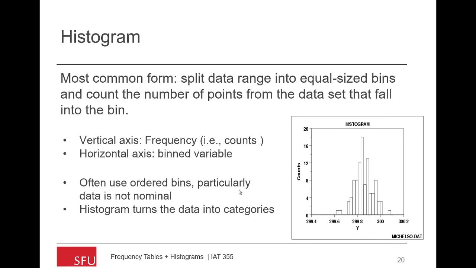We often use ordered bins, particularly if the data is not nominal. We showed an example in the previous segment where the data was nominal: cars, trains, bus, etc. But in the examples we've been showing here, the data is at least ordinal or perhaps numeric. What a histogram does is turn the data into categories. In this case, the categories are categories of value, but there's a transformation going on to quantize the data and its counts into a sequence of non-overlapping counts.